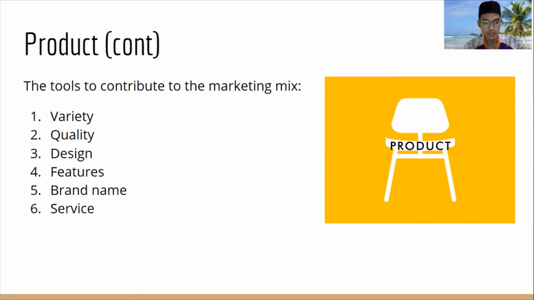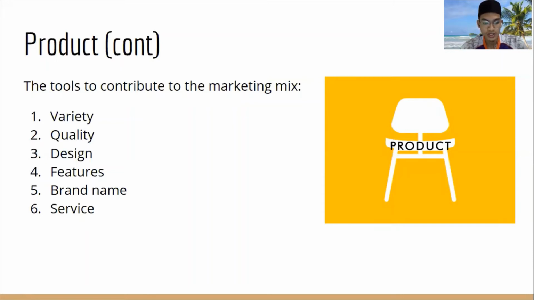So the fourth one is features. Features can be described as a product trait or attribute that deliver value to end users and differentiate a product in the market. And the next one is brand name. Brand name can be defined as a unique set of marketing elements to differentiate a given product.